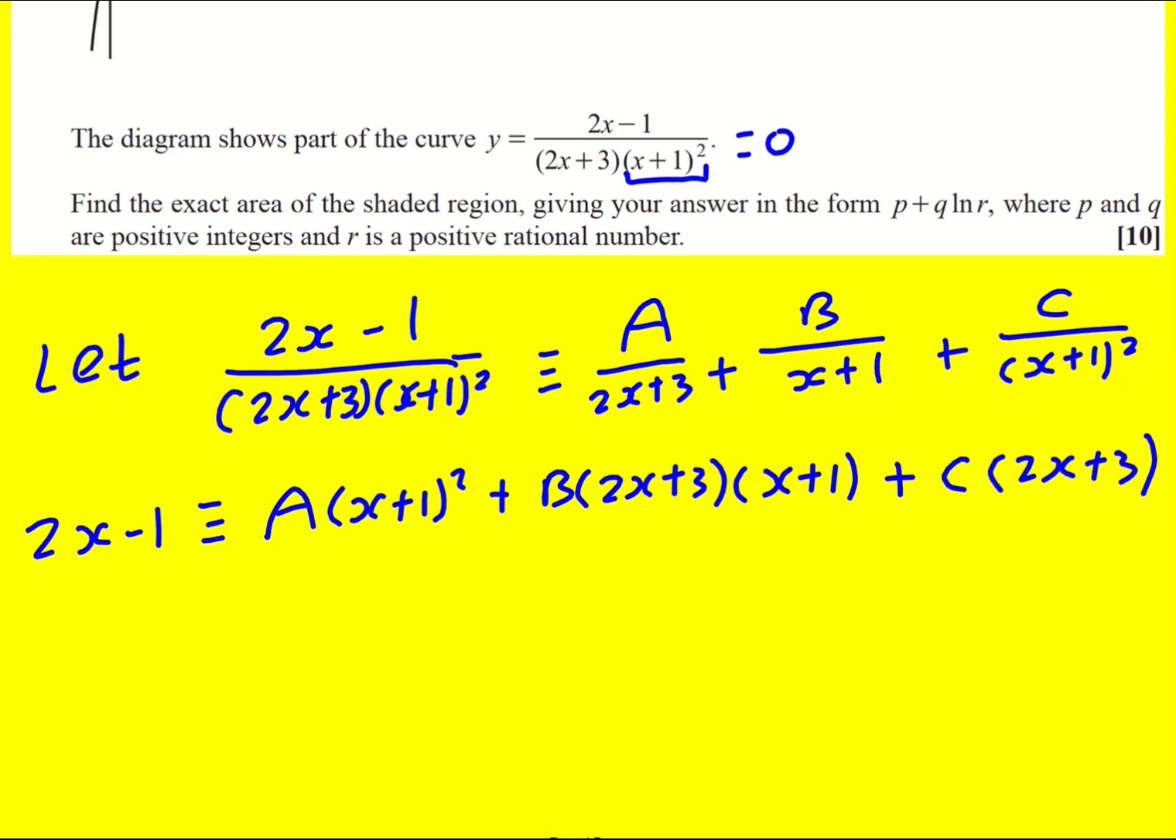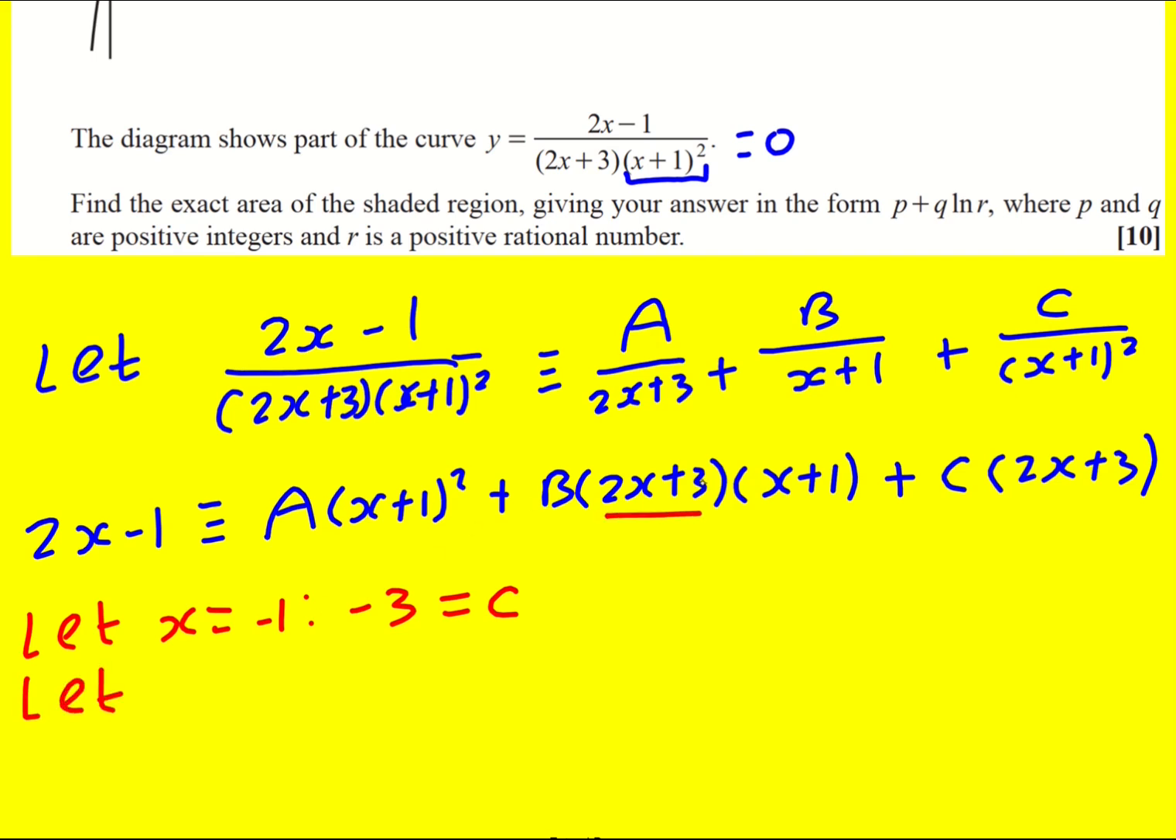And I'm going to substitute some values in. So first of all, let x equal -1. So -3 is going to equal, now when I let x equal -1, both these first 2 terms cancel. And over here, I'm going to get -2 plus 3. So I'm going to get 1. It's just going to be c. So c is -3. That one's sorted.